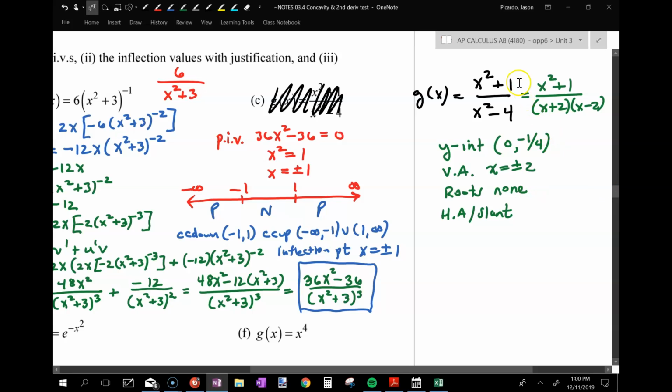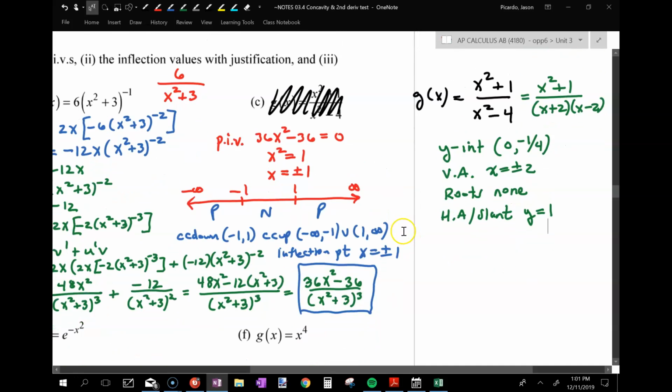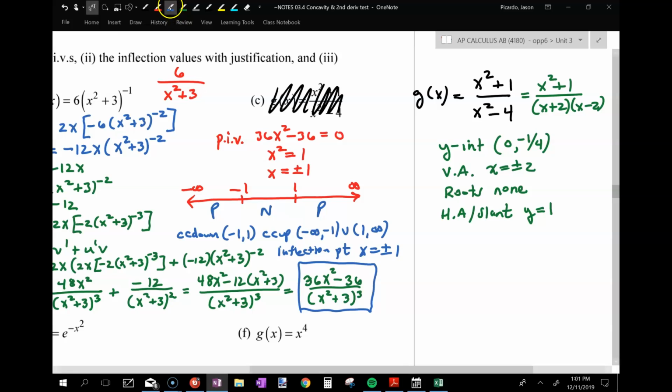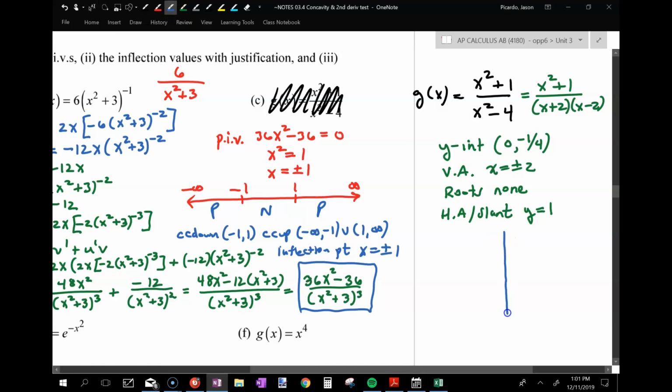What's the degree of the top? 2. What's the degree of the bottom? 2. And when the degrees are the same, you're supposed to divide the coefficients. And so you took all those facts in pre-calc, right? And what'd you do? Well, you plotted them. And you hoped that you could play connect the dots. Right? Like, God, I hope I could play connect the dots.